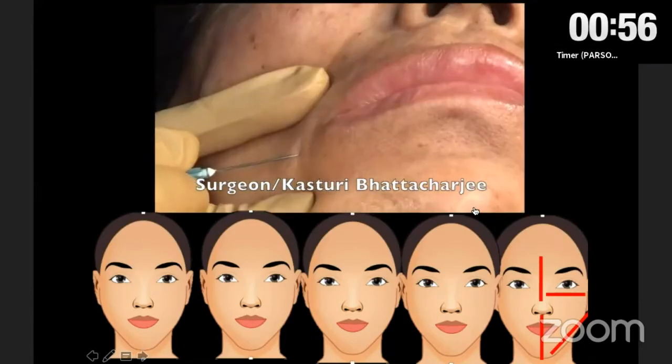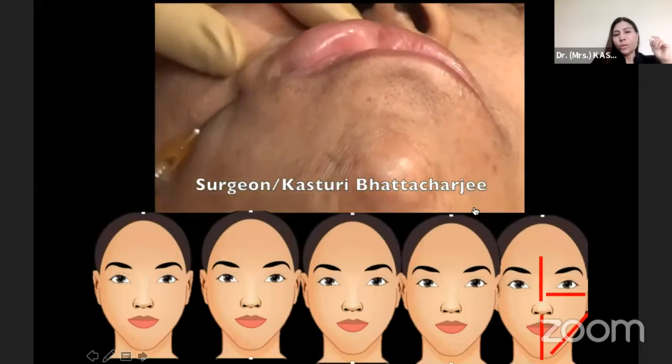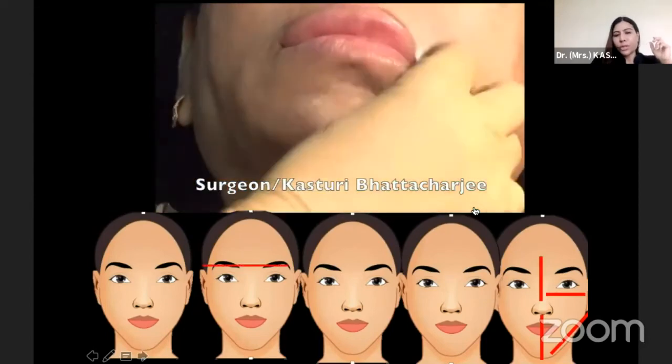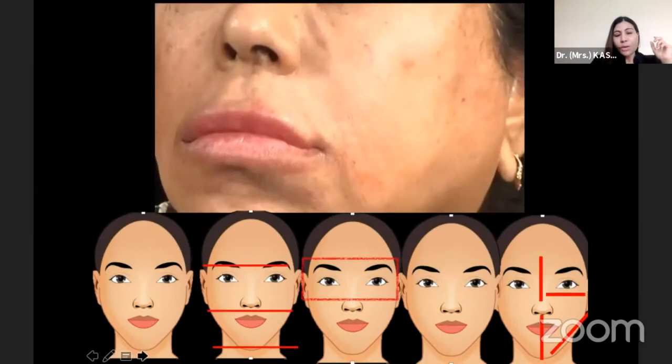I'll just finish within, I think, 1 minute. And then, as you can see here, this is how we do the lips. The advantage is good tissue penetration. And these are some of the examples that I will be showing you.